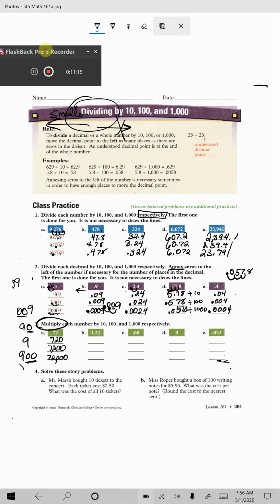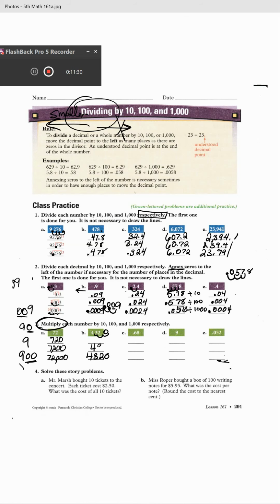4.32. Let's multiply by 1,000 right off the bat. So you're going to move it over 3 places. See that? So it's 4,320. If you moved it over 2 places for the 100, it would be 432. Moved it over 1 place for the 10, 43.2. All right, so let's do 0.68 times 1,000. So we're going to move it over 3 places. And that leaves me 1 spot for a 0. 2 places for 100, 1 place for 10.